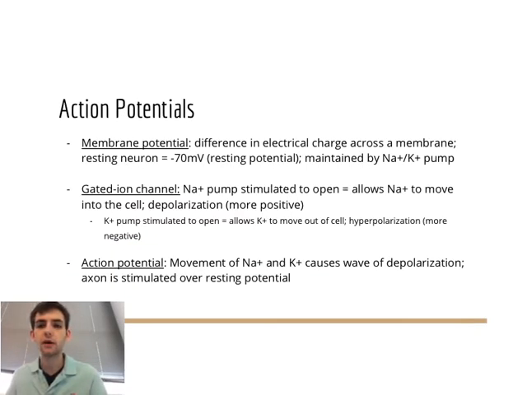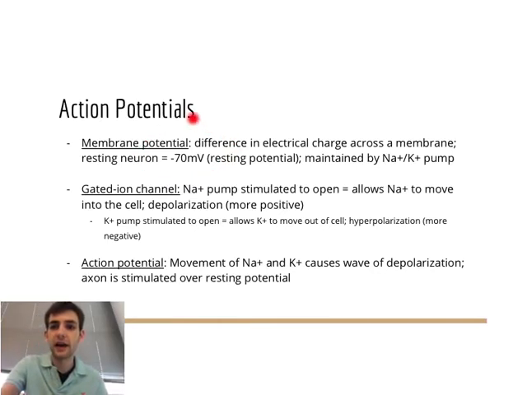There are a couple terms we have to talk about before we actually start talking about what an action potential is. The first term that you need to be familiar with is what a membrane potential is. The membrane potential of a neuron is just the difference in electrical charge across the membrane. So that's talking about inside versus outside of that neuron. At resting potential, or at its resting state, the membrane potential is about -70 millivolts. That's what mV stands for.